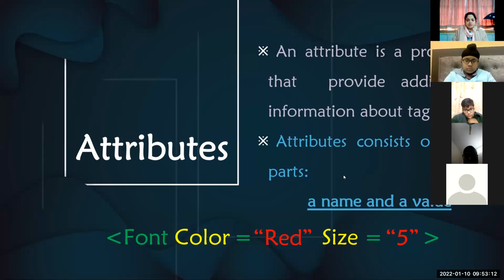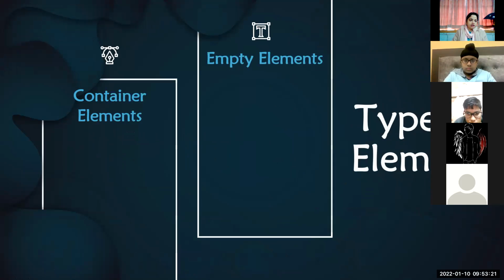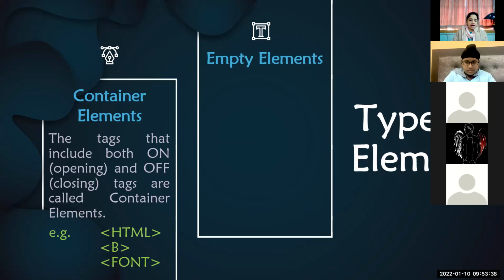Okay. Next is types of tags. There are two types of tags or two types of elements. One is container element. Second is empty element. What are container elements? Anyone? What are container elements? Ma'am, they contain both opening and ending tag. Yes, the opening and closing tag. The elements which have both opening and closing tag are called container elements.